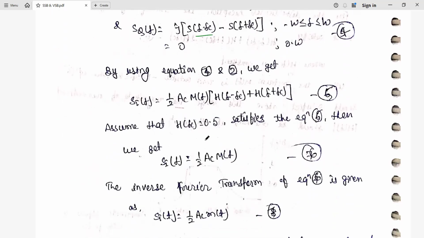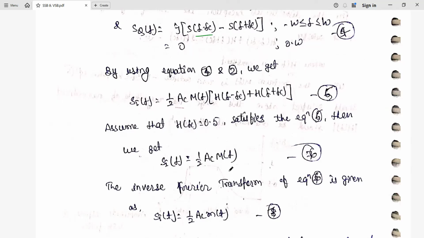Next, again we are going to assume H of fc is 0.5, then equation 5 we can write in this form. What will happen here is that it is going to be only the f 0.5 values. So now finally you will have Ac m of f, and the inside term is going to be cancelled.